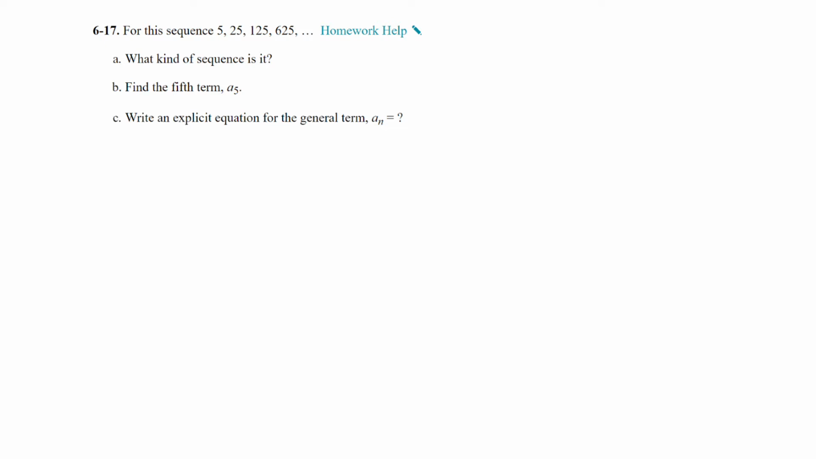Question 17. For this sequence, 5, 25, 125, and 625, we're going to do three things. We're going to describe what kind of sequence it is, find the fifth term, and then write an explicit equation for the general term A sub n. So the first one, what kind of sequence is it? To get from 5 to 25, we are multiplying by 5, and then 25 to 125, once again multiplying by 5. So we can see that this is a geometric sequence.